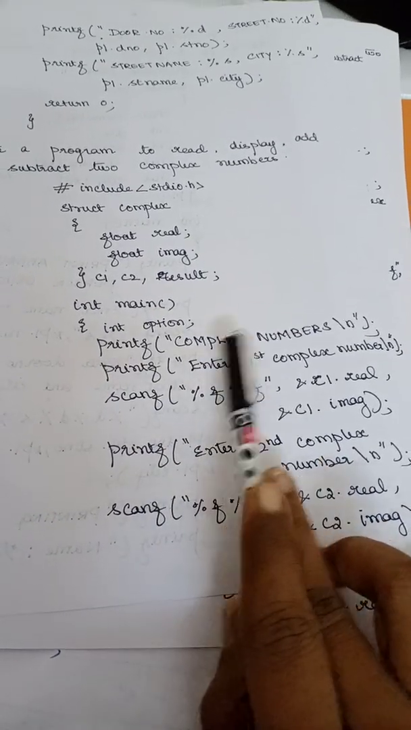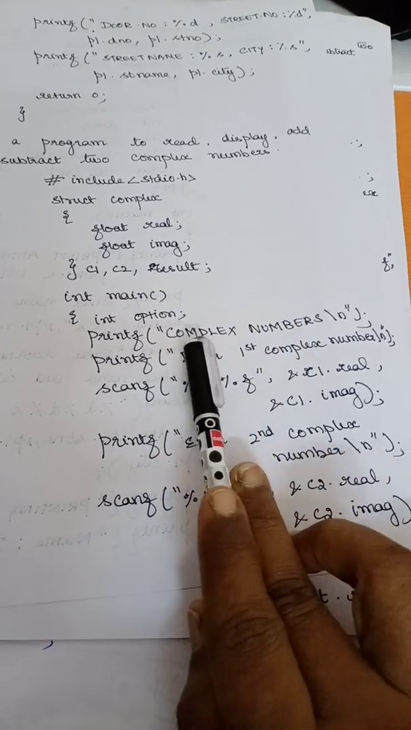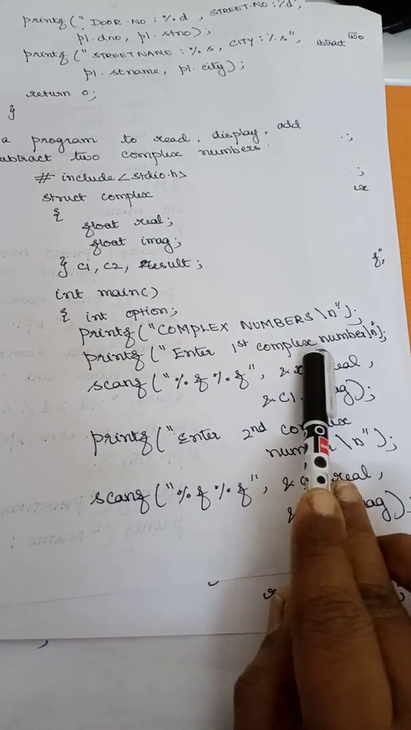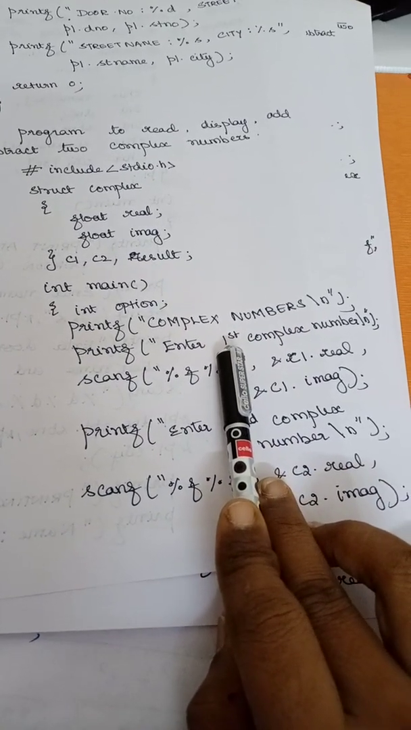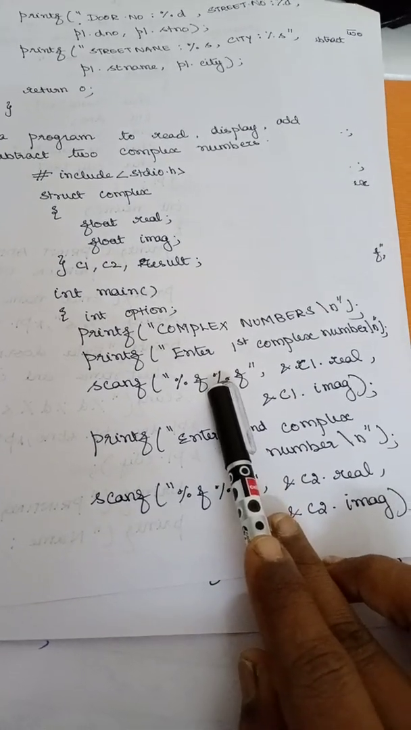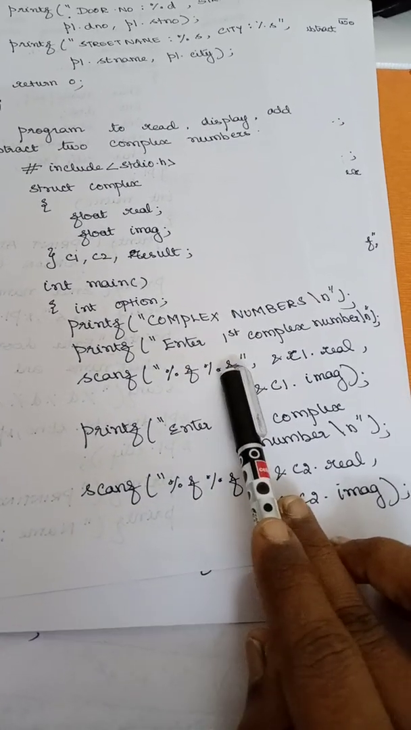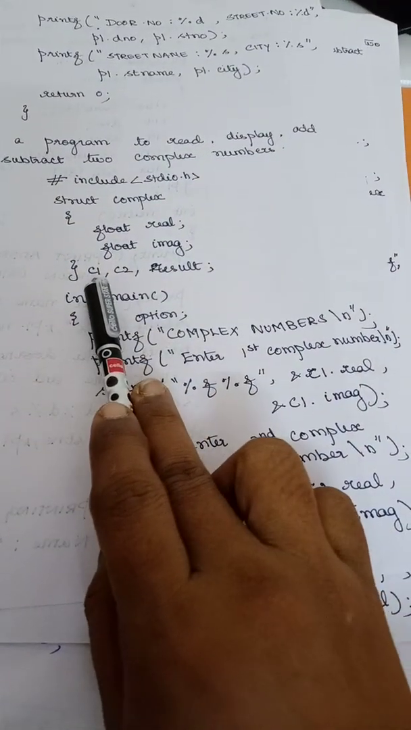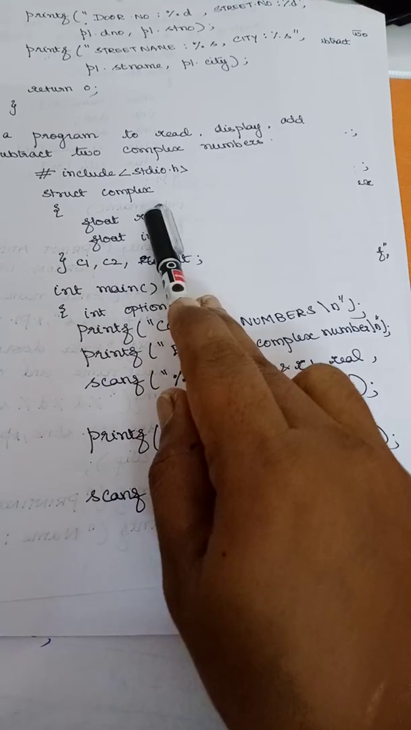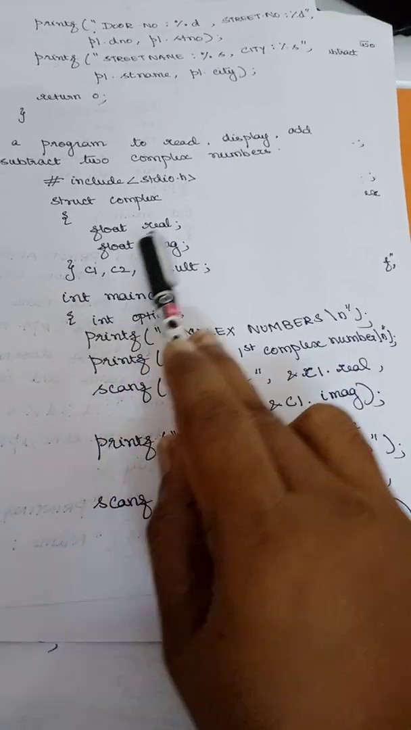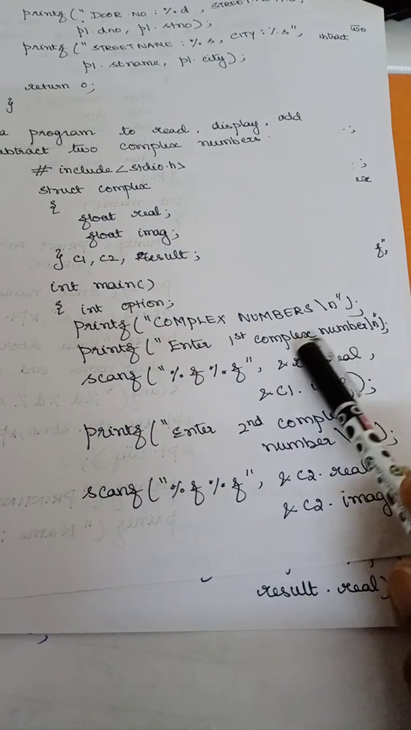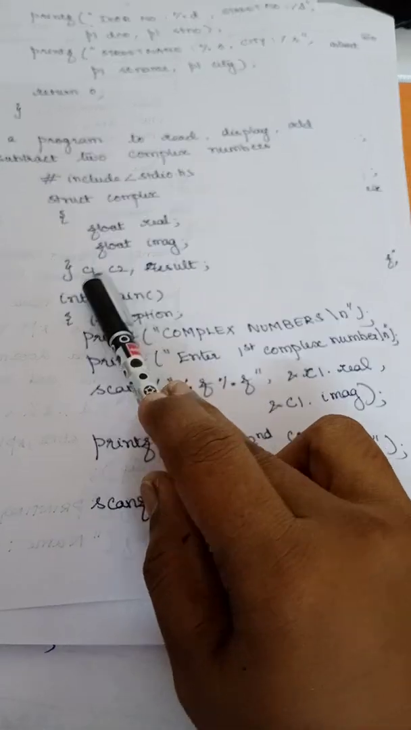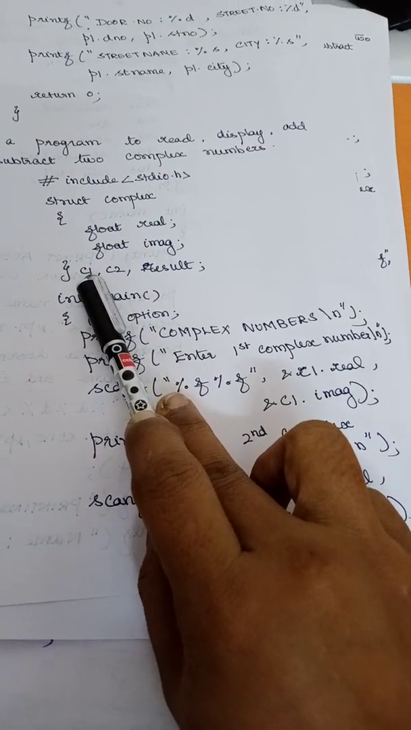Now printf complex numbers. This is just a heading that will be printed in your output, right? Now printf enter the first complex number. I am getting the first complex number from the user. So I am reading it in which variable? Both the things are going to be float. So I have used %f and then I am reading it in my first variable. So ampersand c1 dot real, ampersand c1 dot imaginary, because these are all the first values of your first complex number that I am going to store under the structure variable c1, right?